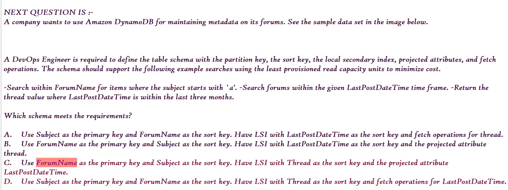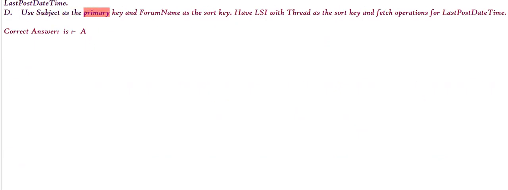C. Use forum name as the primary key and subject as the sort key. Have LSI with thread as the sort key and the projected attribute last post date time. D. Use subject as the primary key and forum name as the sort key. Have LSI with thread as the sort key and fetch operations for last post date time.